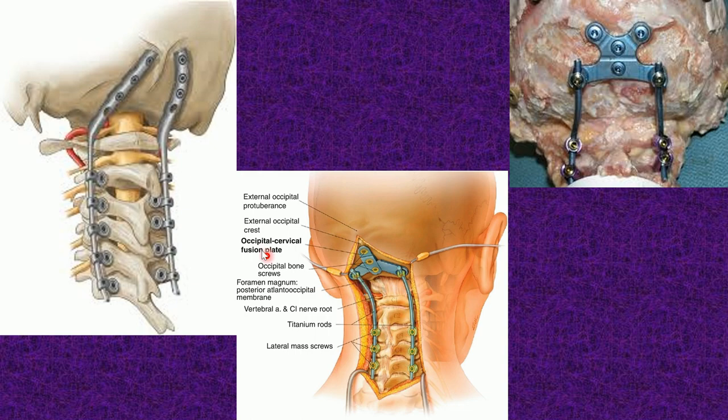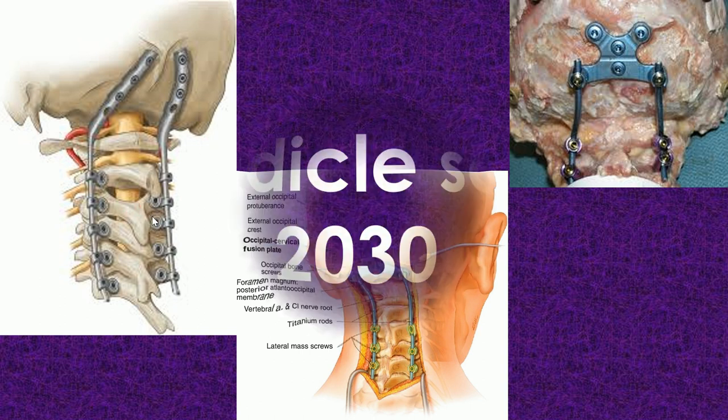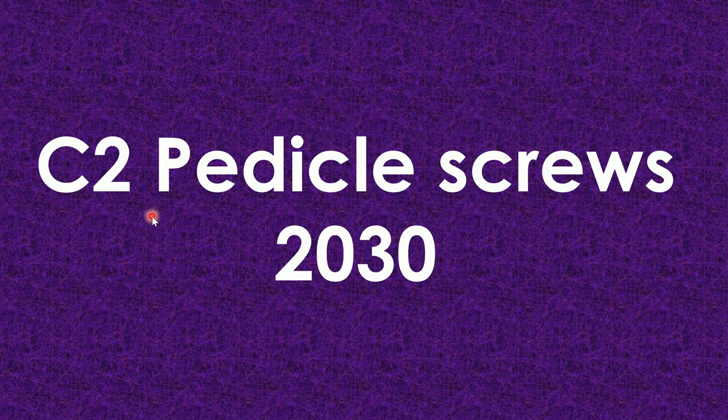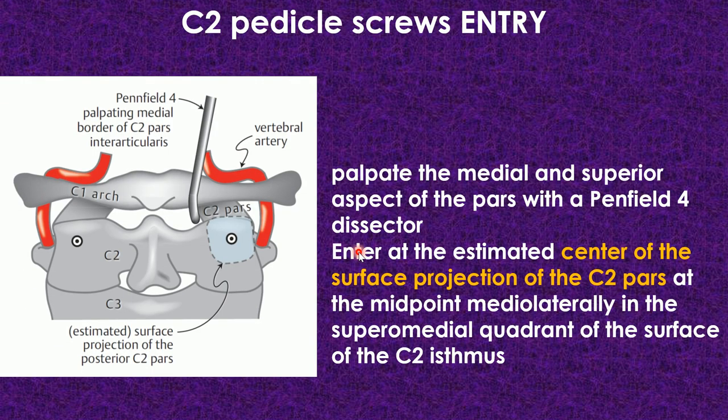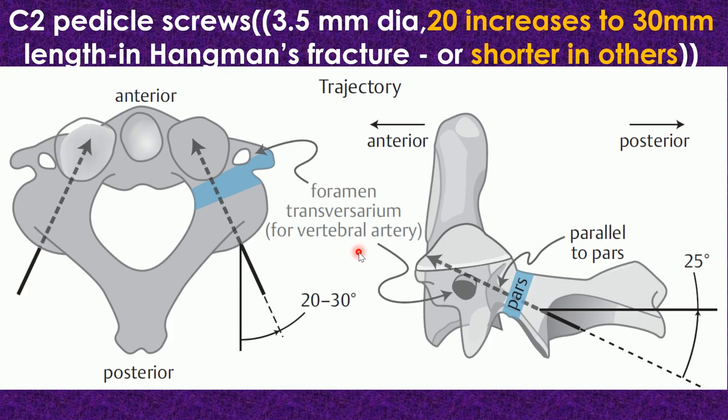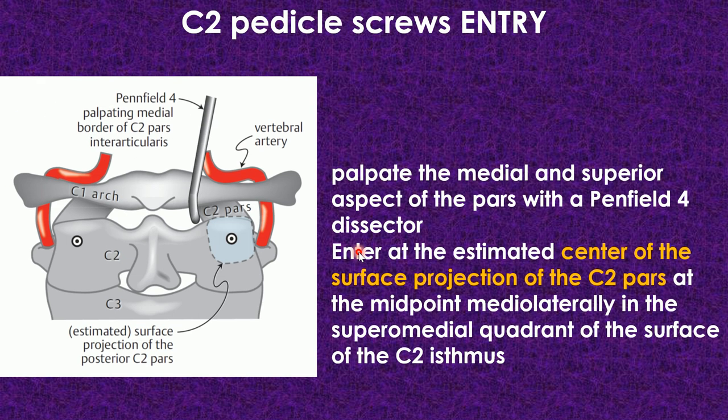Here we can see some different plates and models of plates. This is one type, another similar type or different type, and this is a third type. And this is the occipital cervical fusion. The C2 pedicle screws, we can also memorize the number 2030. And the 2030 is for the coming data and numbers.